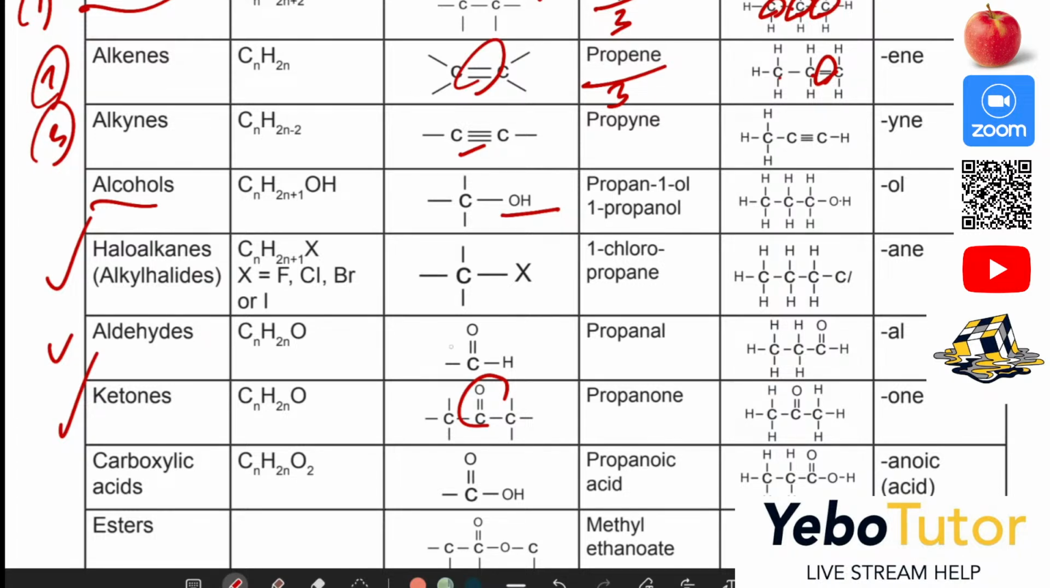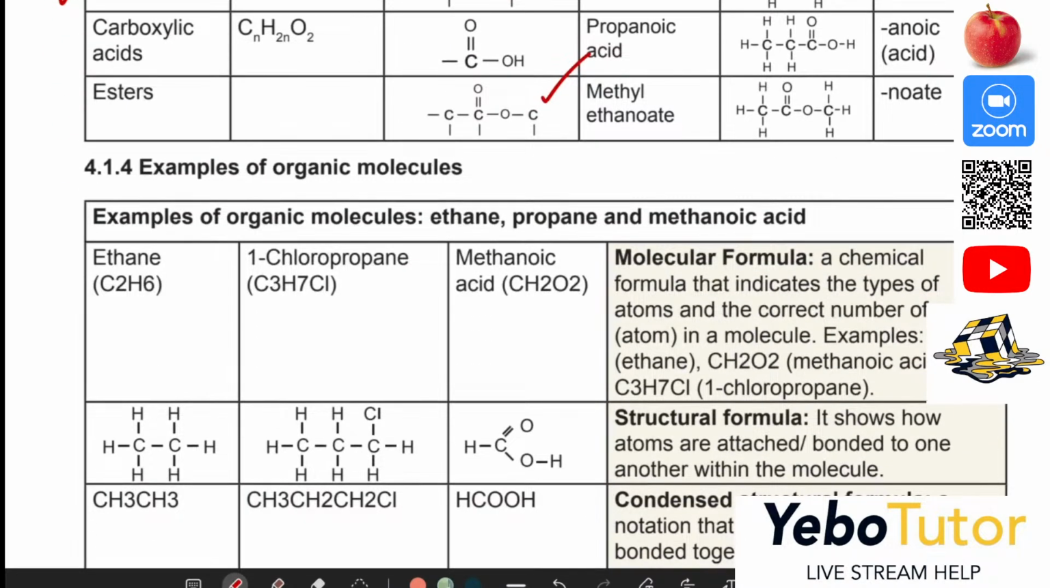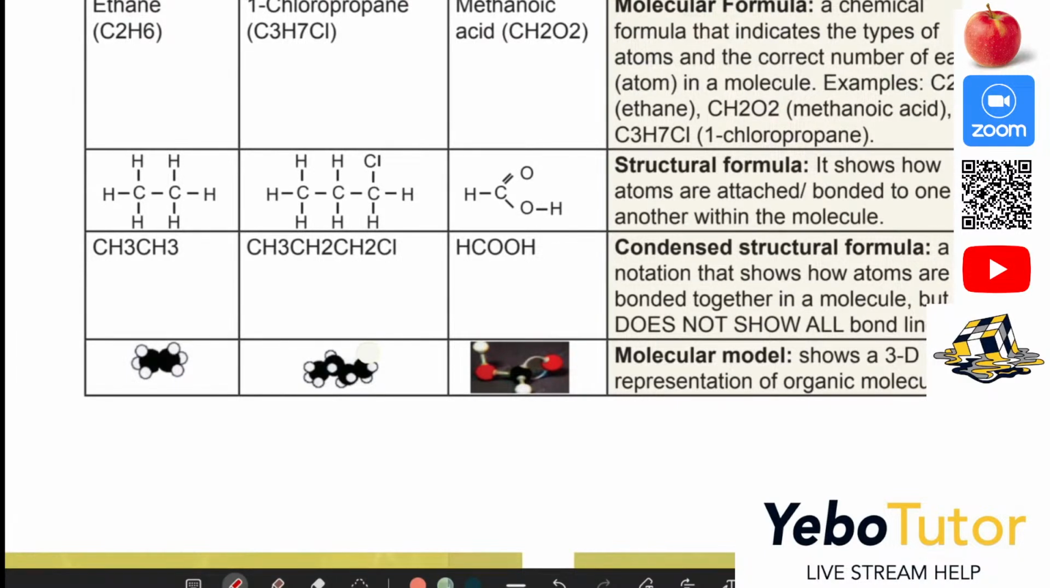Also, we can see that we have our aldehydes there. So we need to understand these functional groups in order for us to understand all this. And of course, we need to understand this important part, which is the esters, because there is even a process which is called esterification. So we need to understand those things. We'll do examples now so that people can understand further.